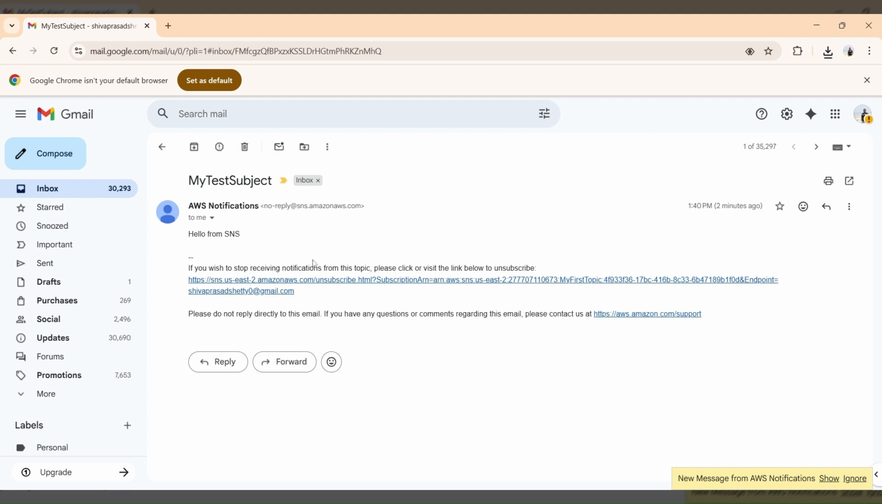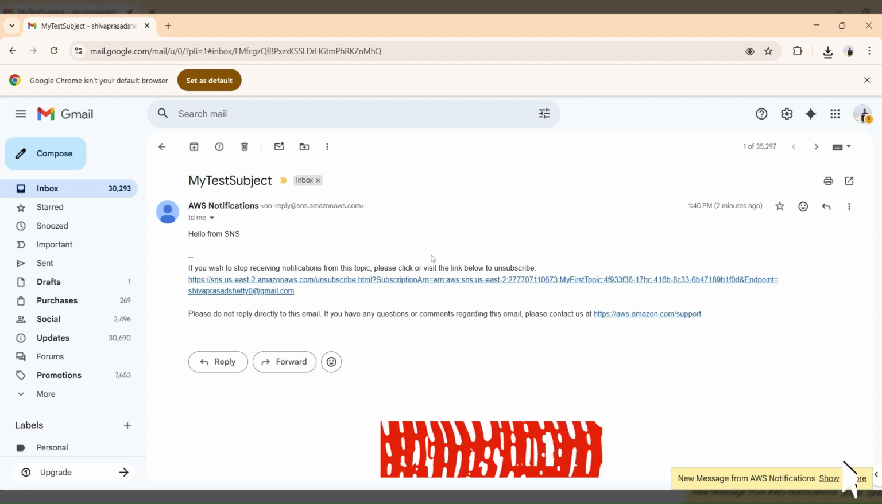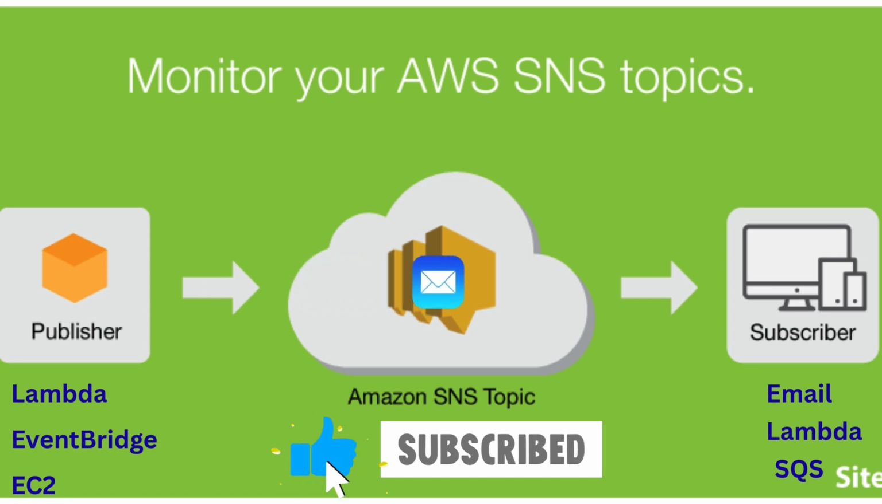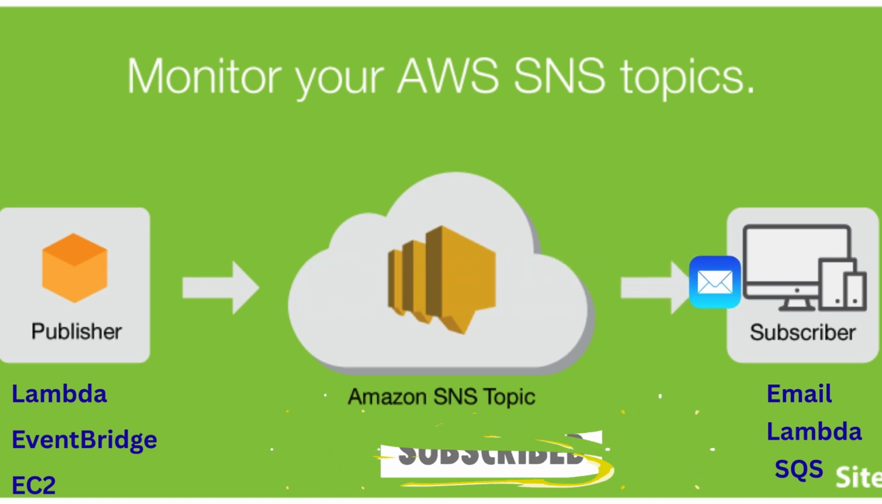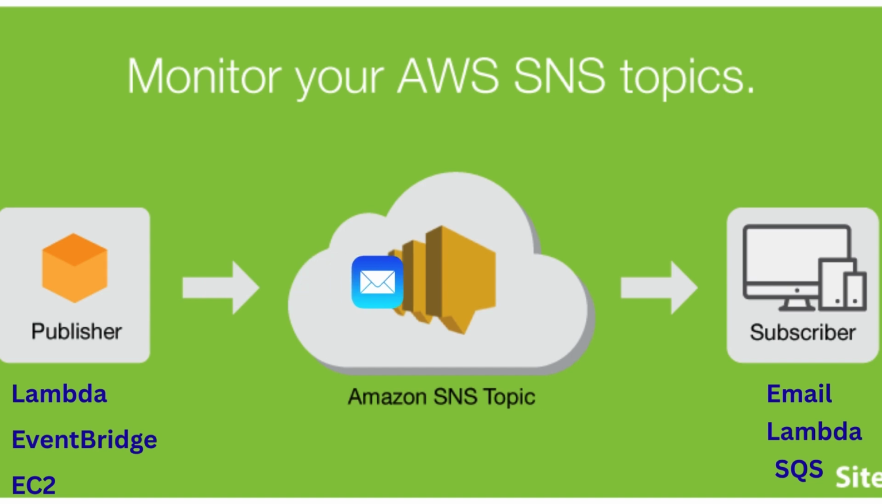So now I received an email from SNS. It says hello from SNS. So why did I receive this mail? Because the subscriber is email, and I provided my own email address. So if that SNS topic receives any messages from any publisher, then the consumer will be email as we configured earlier. So each time it receives any data or any events, I will get new mails all the time. In SNS, a publisher like Lambda, EC2, or EventBridge sends events to an SNS topic, and subscribers like email, Lambda, or SQS receive those events.